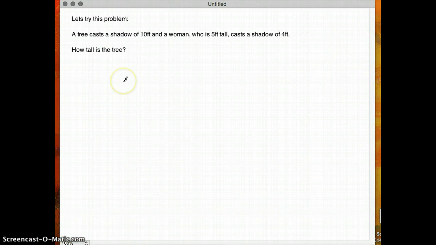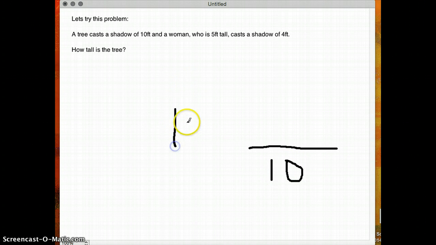Let's try this problem. A tree casts a shadow of 10 feet. And a woman who is 5 feet tall casts a shadow of 4 feet. How tall is the tree?